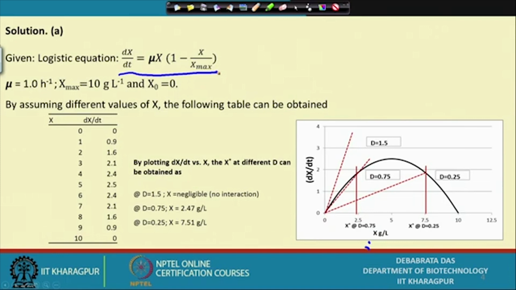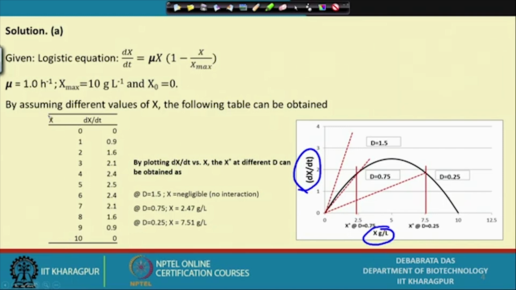Now what we can do here, all values are given. The mu value is 1 hour inverse, x max is 10 gram per liter, and x0 is given. So we shall have to plot dx by dt versus x. Am I right? So what we can do, we can prepare a table.